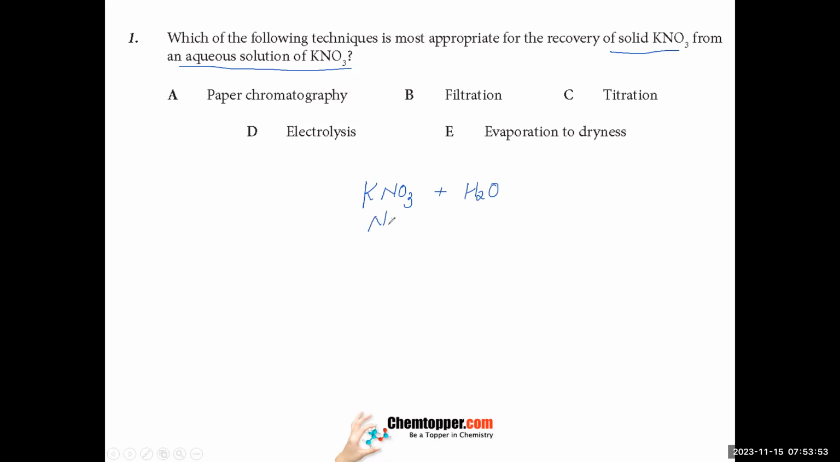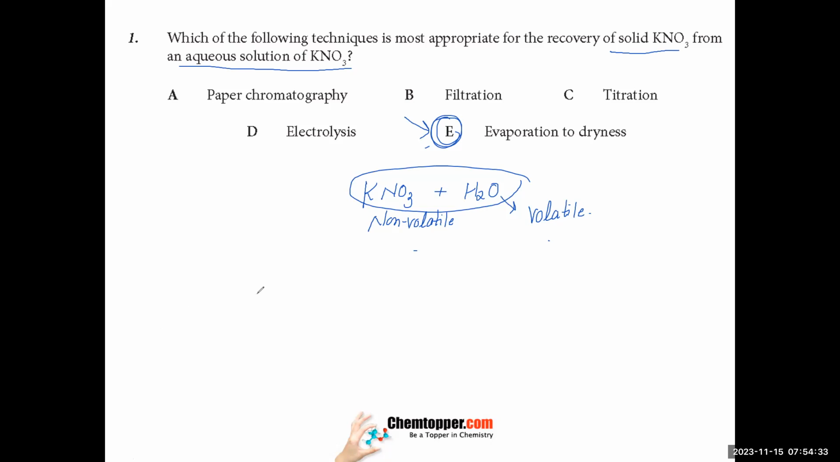This is non-volatile. It will not convert into vapors and this is volatile. So which technique? Based on this difference, which one? You take this mixture, this solution, heat it strongly, and all the water will evaporate. And what is left? KNO3. So these questions are very simple. But sometimes these simple questions, we are unable to recall how to do it.